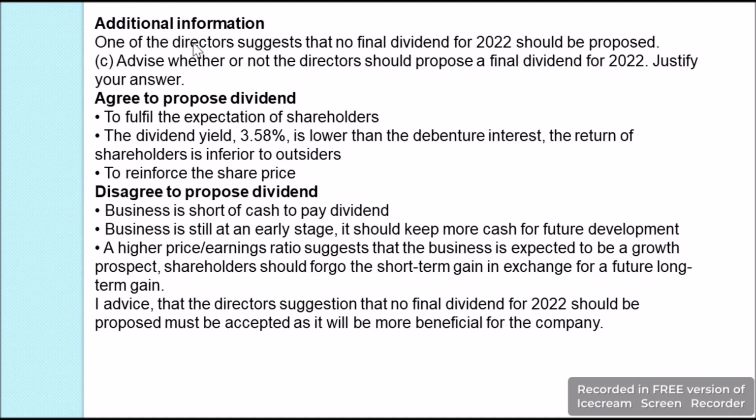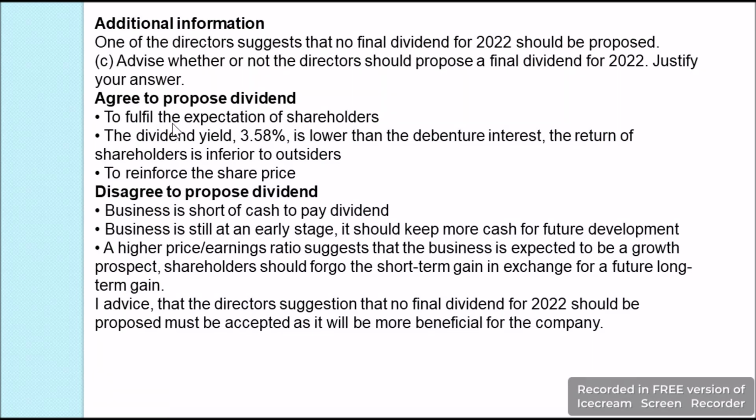Further additional information is provided which states that one of the directors suggested that no final dividend for 2022 should be proposed. In the requirement of the question, we are asked to advise whether or not the director should propose a final dividend for 2022 and we have to justify our answer. You have to state your advice in clear words because that will fetch you 1 mark. You can either agree or disagree, and if you agree, you can use the different reasons which I have mentioned here to support your answer.